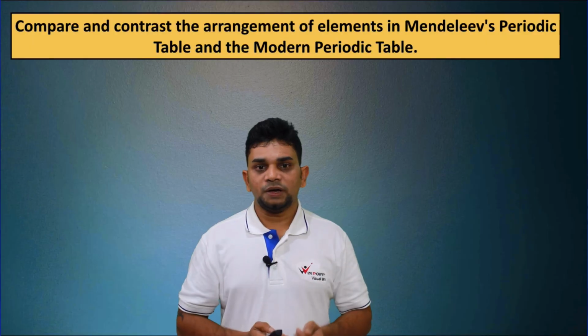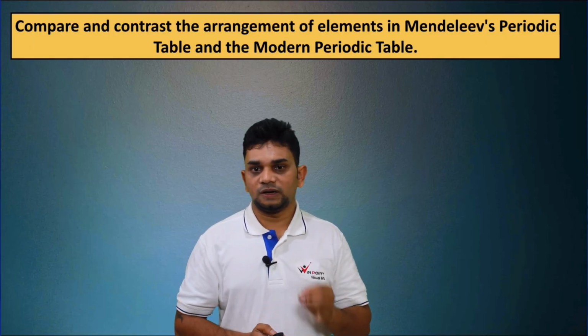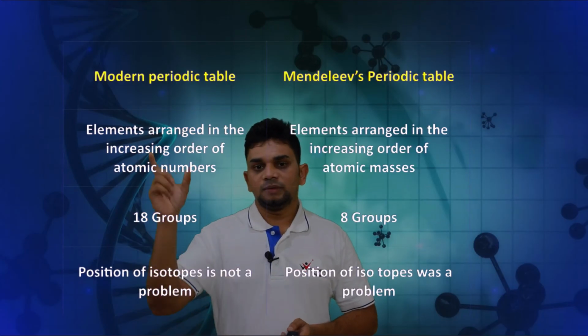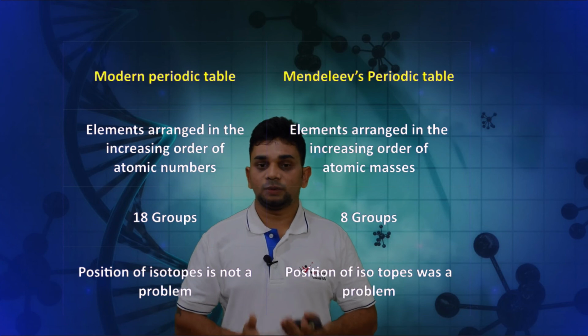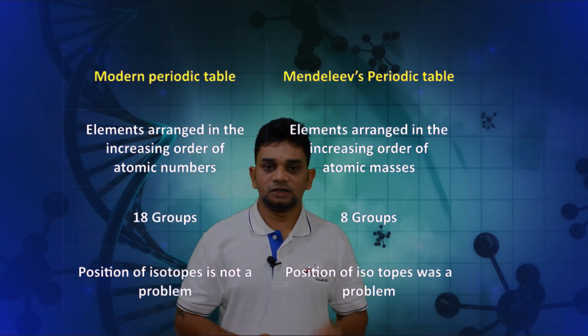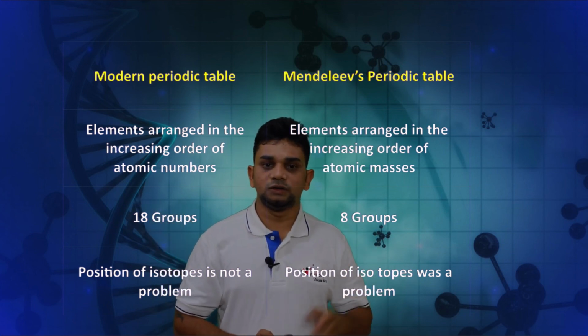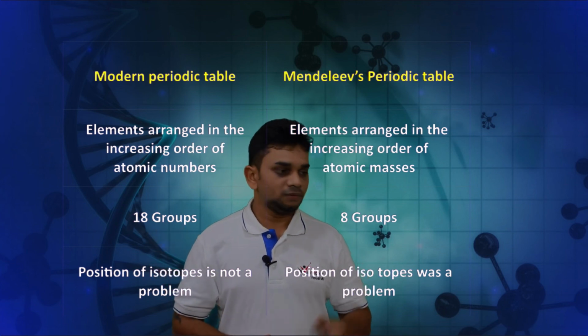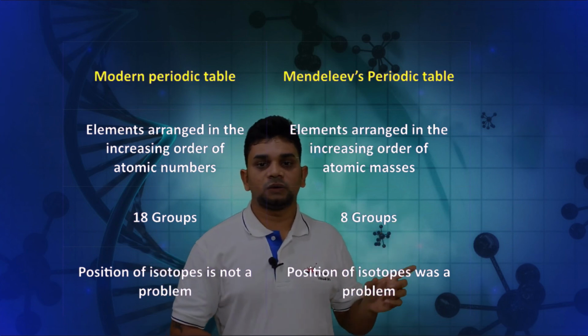Next question. Compare and contrast the arrangement of elements in Mendeleev's periodic table and the modern periodic table. In the modern periodic table, elements are arranged in increasing order of atomic numbers. In Mendeleev's periodic table, elements were arranged in increasing order of atomic masses. The modern periodic table has 18 groups. Mendeleev's periodic table had 8 groups. In the modern periodic table, the position of isotopes is not a problem. In Mendeleev's periodic table, the position of isotopes was a problem.